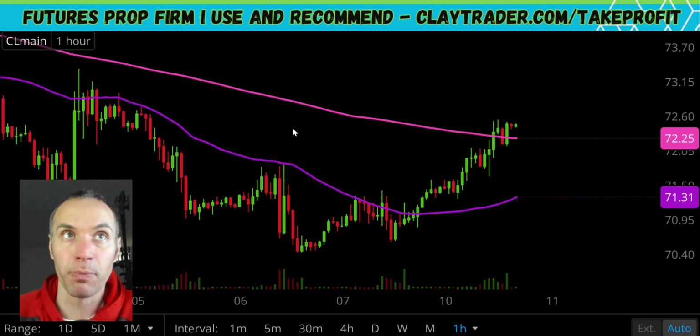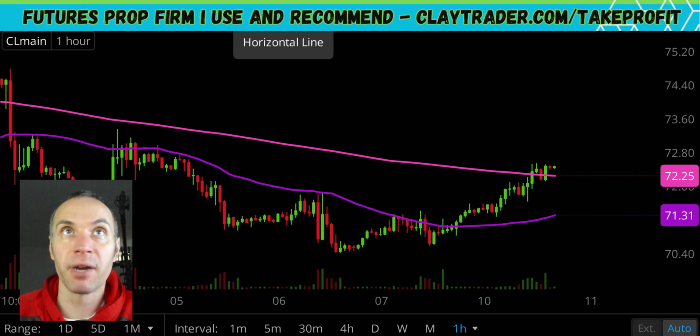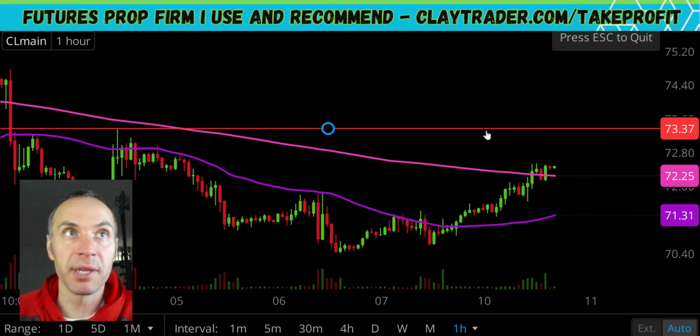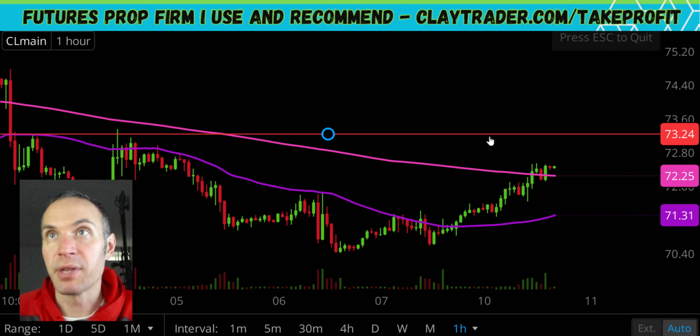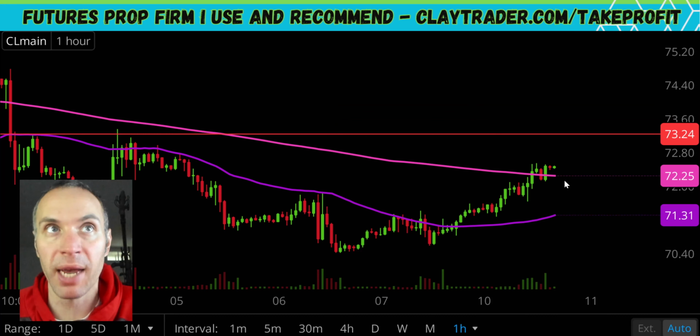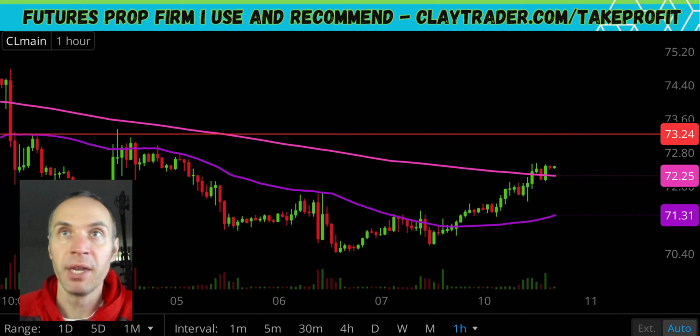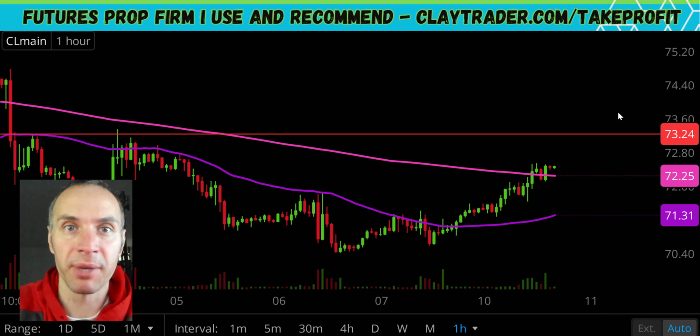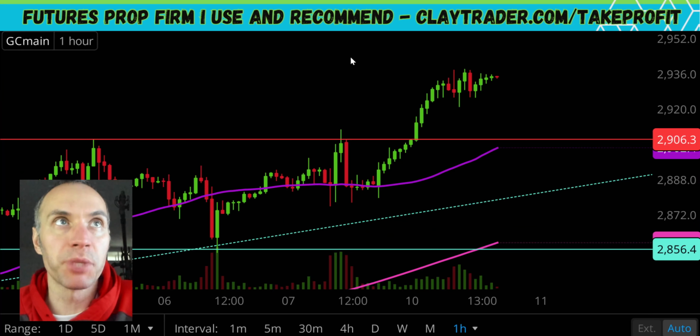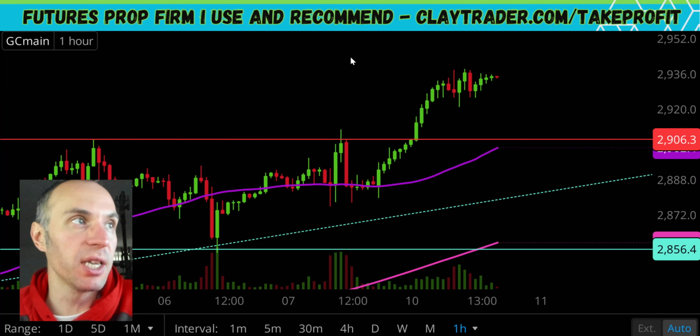In terms of next potential battlegrounds, next main area of resistance, in my opinion at least, is going to be right here around the 73.25 mark. So keep an eye on 73.25 if this move here can get a bigger push to the upside. But all in all, crude has finally broken that trend line. Is this the start of something bigger back to the upside? We'll see what happens.